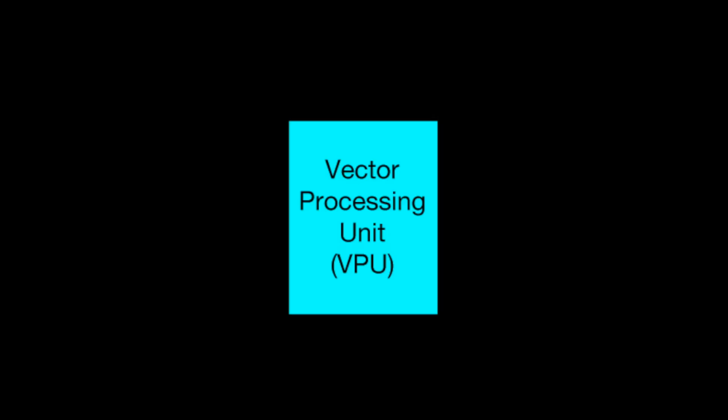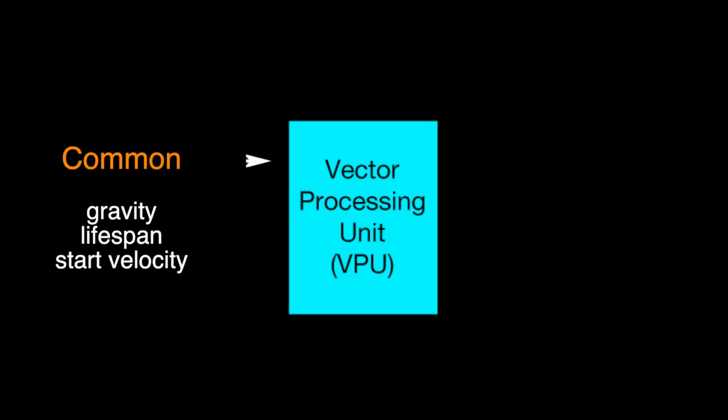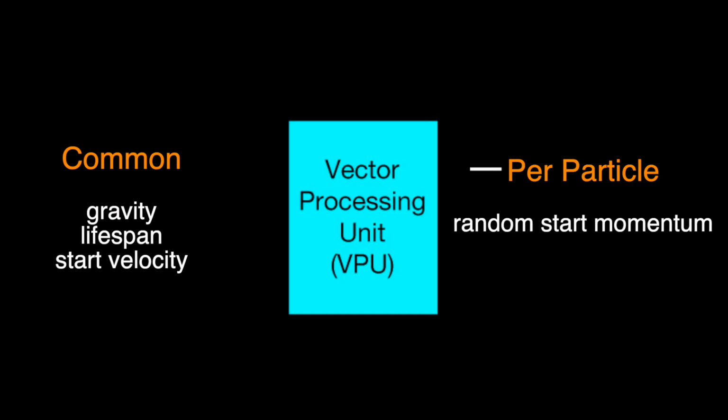This decision meant we could load up the VPU's memory with everything it needed to process just the flame effect. First, we'd send any information that was common to every particle of the flame effect, for instance, the gravity, lifespan, start velocity, and so on. And then we'd send the information that was unique per particle, such as the random start momentum of the particle or its starting position. Now, this is where the magic comes in.